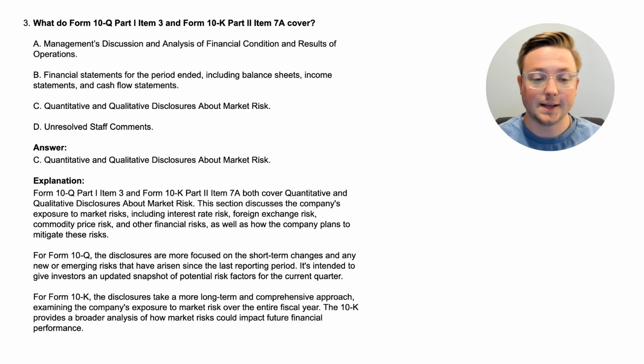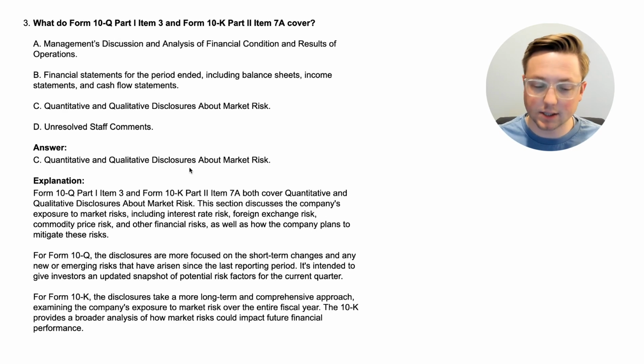All right, here we are at the answer. This answer is C, quantitative and qualitative disclosures about market risk. You probably could have guessed that that's the right answer. So again, 10Q Part 1 Item 3 and Form 10K Part 2 Item 7A cover this. They both cover the same thing in a slightly different way.